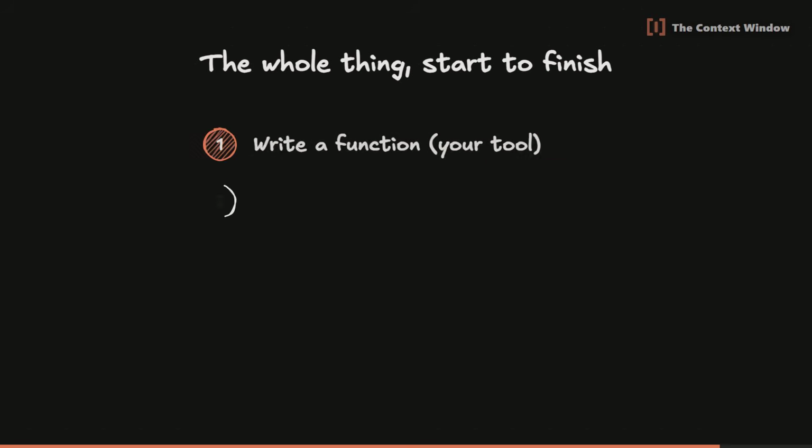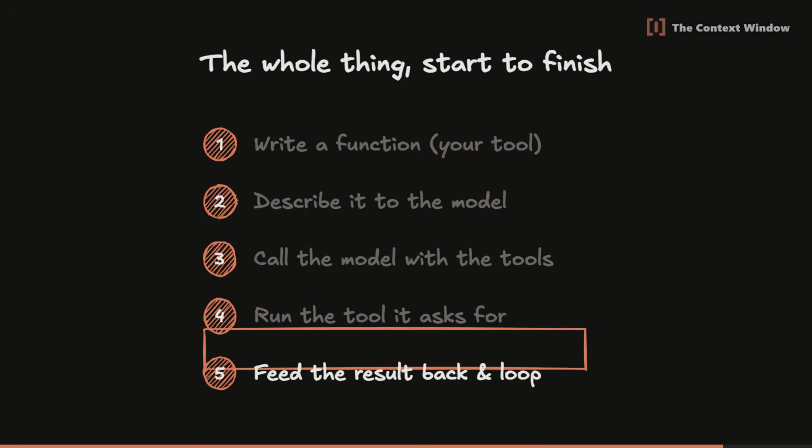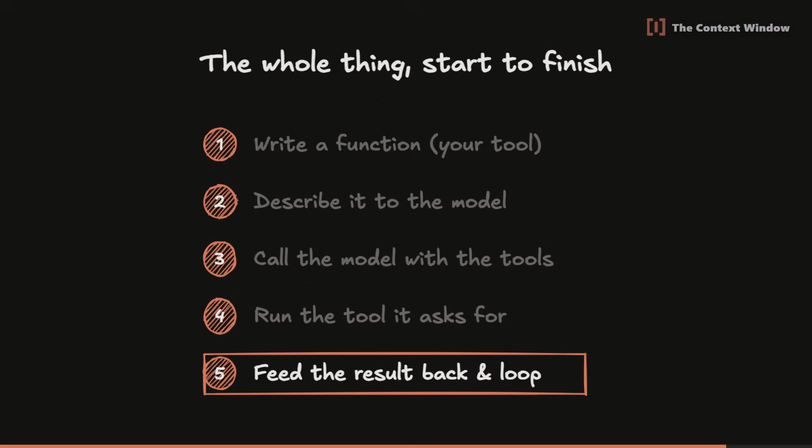Let's lock it in. Write a function, describe it so the model knows when to use it. Call the model with your tools attached. When it asks for a tool, run it and pass the result back. Loop until the model says it's finished. 5 steps. That is every AI agent you've ever heard of, underneath the branding. The big ones add scale and polish on top. But this, right here, is the beating heart.